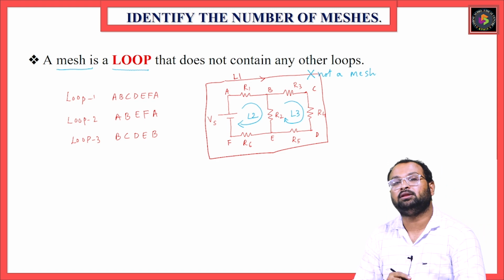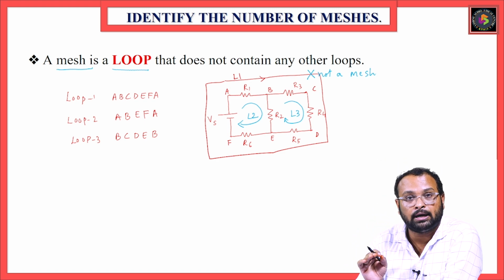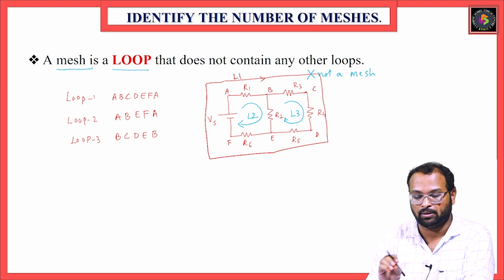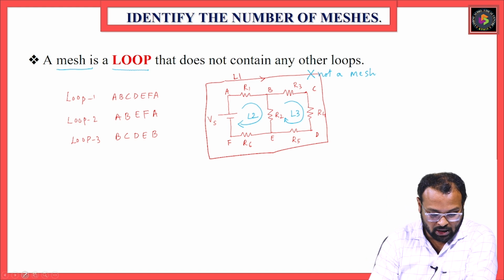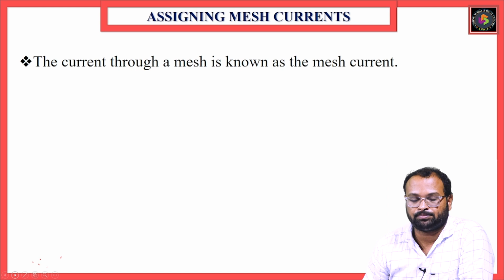So the first step in mesh analysis is to find out the number of meshes in the circuit. Now we understand what a mesh is and how to represent the meshes. So two meshes are there. We'll go to the next step, assigning the mesh currents.